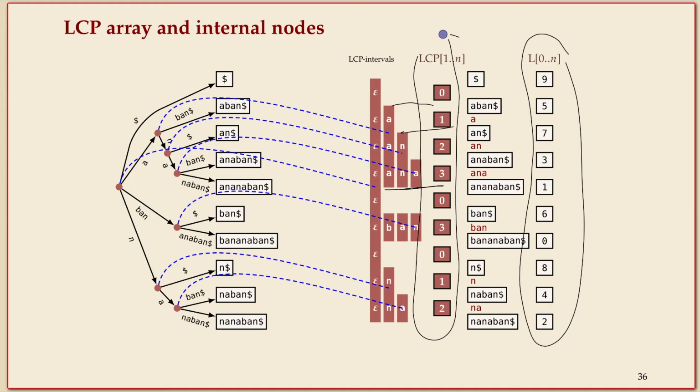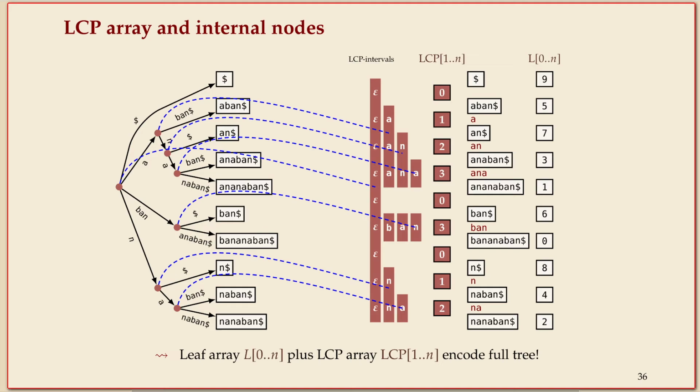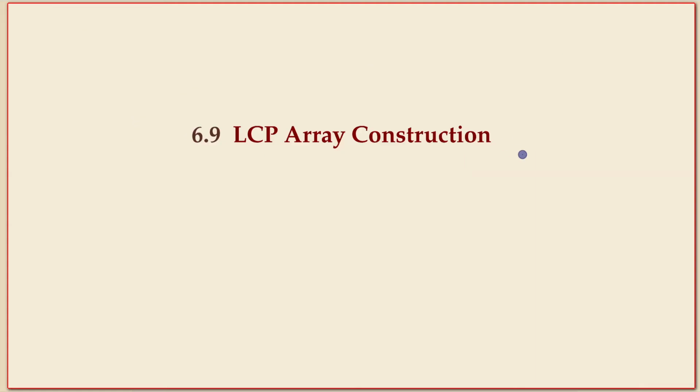So these two are enough to reconstruct the suffix tree. And in fact, they're enough to simulate everything you can do on the suffix tree directly on these arrays. The last bit I want to talk about is how to compute this LCP array, because that's another really cute algorithm and has one more nice application of amortized analysis.